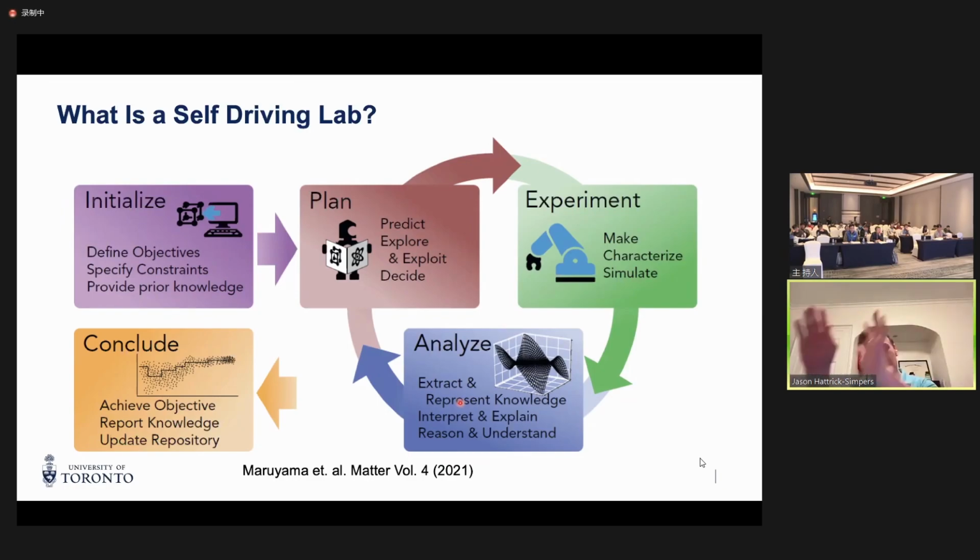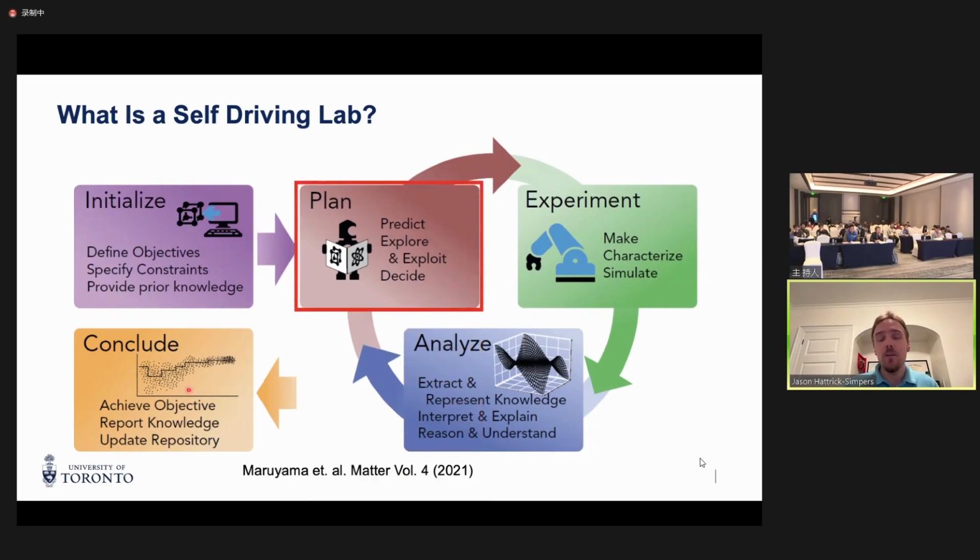This circle completes, sort of goes around in a couple of loops until we reach a point where we've achieved our objective. We conclude, report, and we update the data repository. This is vanilla self-driving lab. And so what I want to dive down into first is, where is bias in how we plan our data? How does that sneak in and how can we mitigate it?